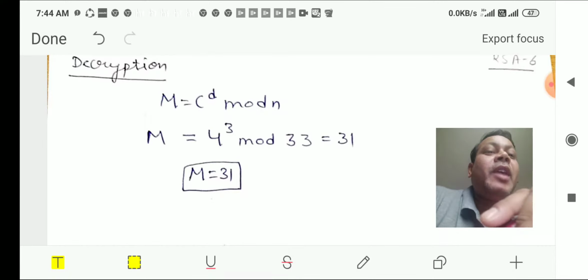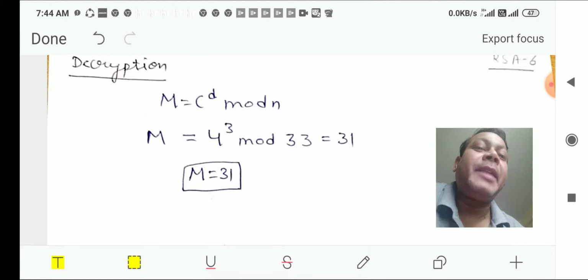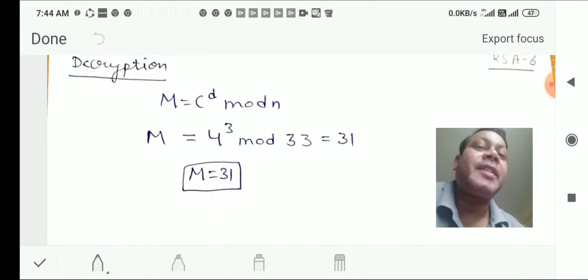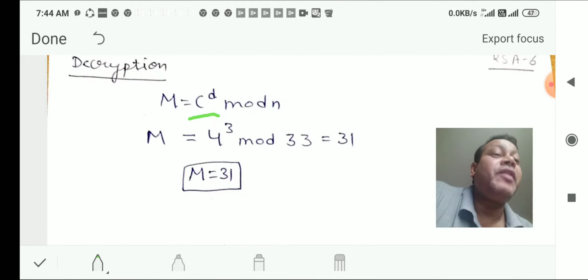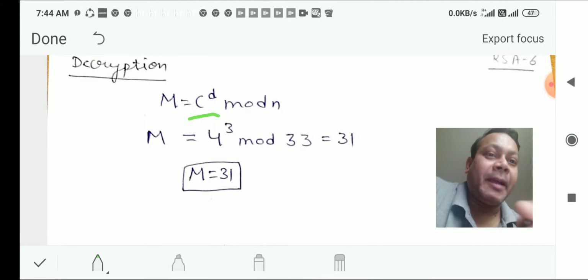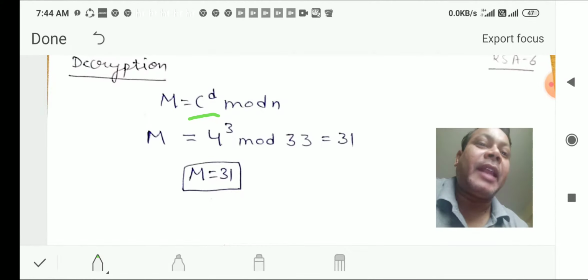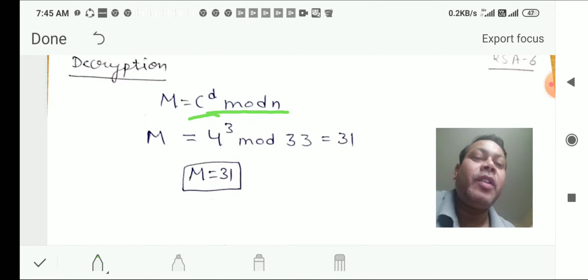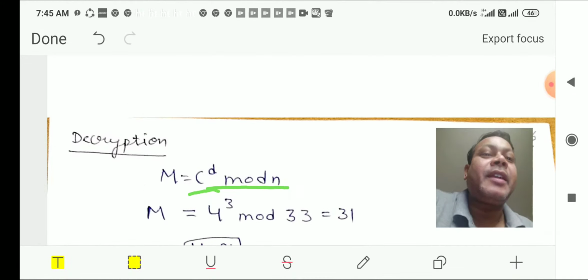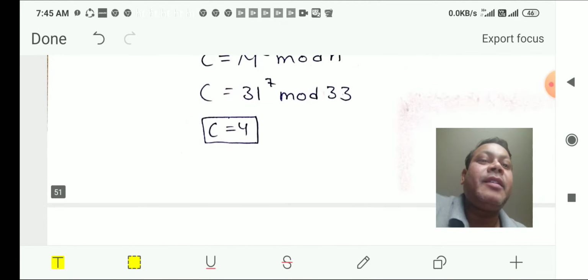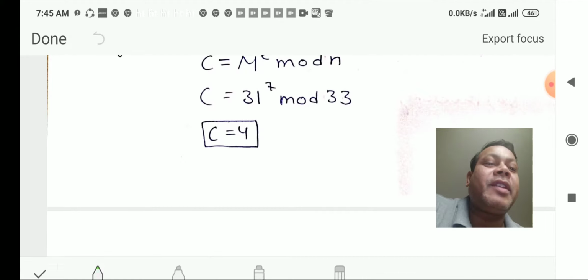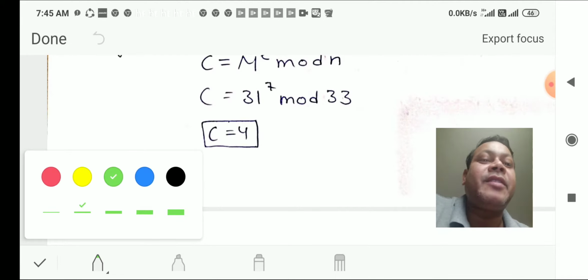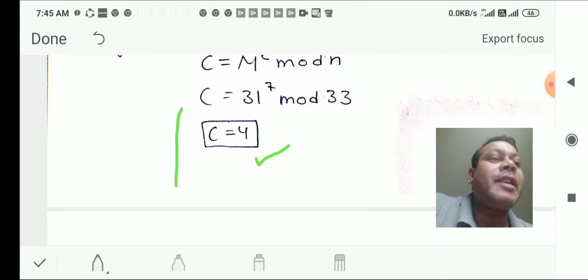Now the formula is, for whatever we have encrypted, that is the ciphertext, C to the power D. D is your private key by which we are going to decrypt the data. So C to the power D mod N. This is the formula. By putting all the values in this formula, C, the ciphertext, is 4. We already calculated the ciphertext over here. This is our ciphertext. So the ciphertext is 4. Clear?